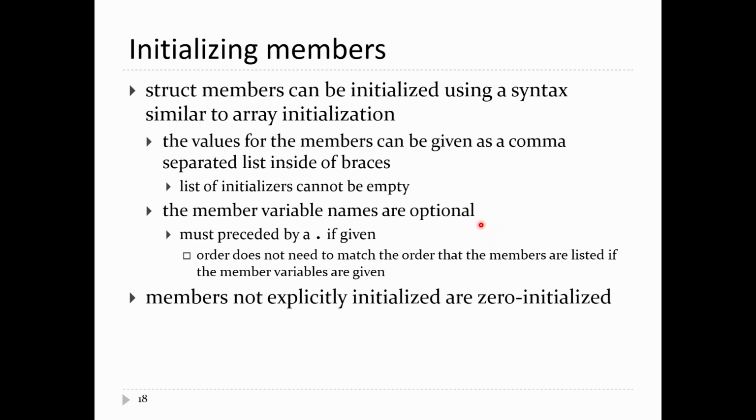If you want to, you can actually say what the member variable names are when you do the initialization. The syntax is a little funny. You have to put a dot in front of the variable names. I'll show you an example of that in a second. What's also funny is that the order that you initialize your member variables in doesn't have to match the order that they're declared in the structure. If you don't explicitly initialize something, it gets zero initialized. That means all the numeric values get set to 0. If you have a Boolean value, it's also 0, because Boolean is also an int. Pointers get initialized to null.